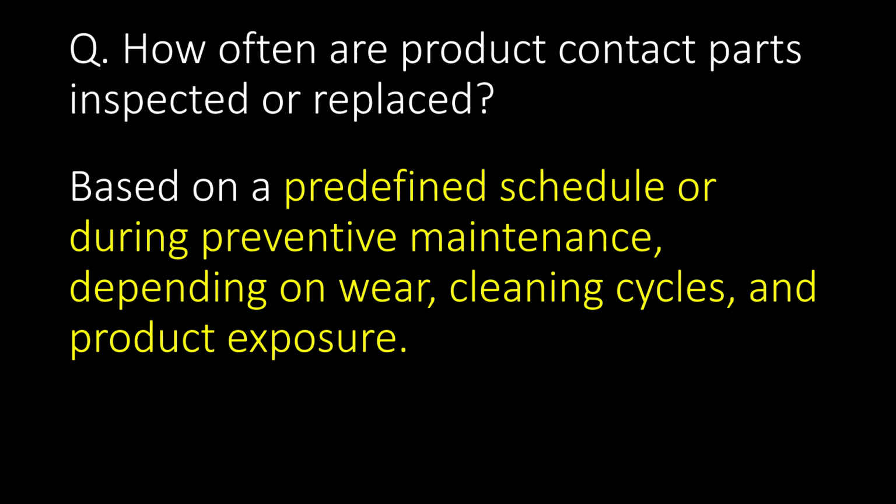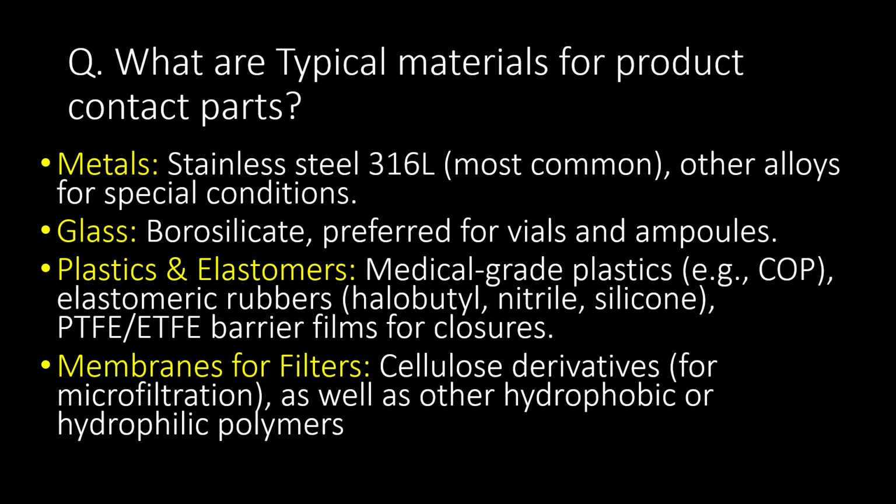How often are product contact parts inspected or replaced? Product contact parts are inspected or replaced based on a predefined schedule or during preventive maintenance depending on wear, cleaning cycles, and product exposure. What are typical materials for product contact parts? First, metals, stainless steel SS316 and other alloys for special conditions. Second, glass, borosilicate preferred for vials and ampoules. Third, plastics and elastomers. And fourth, membranes for filters.